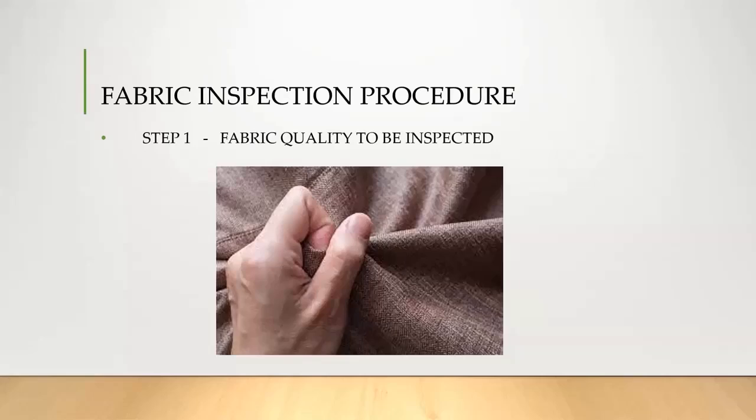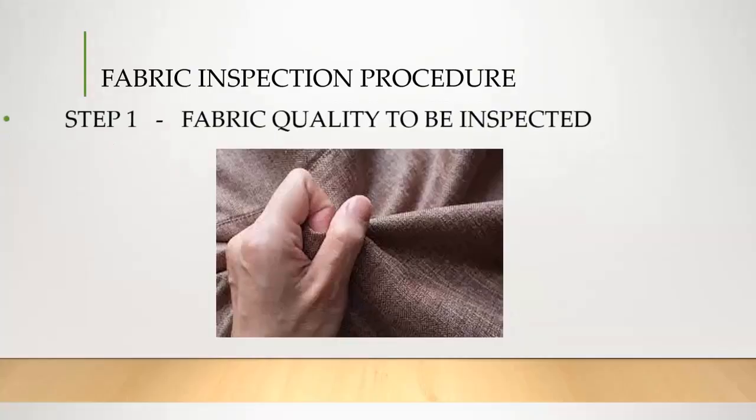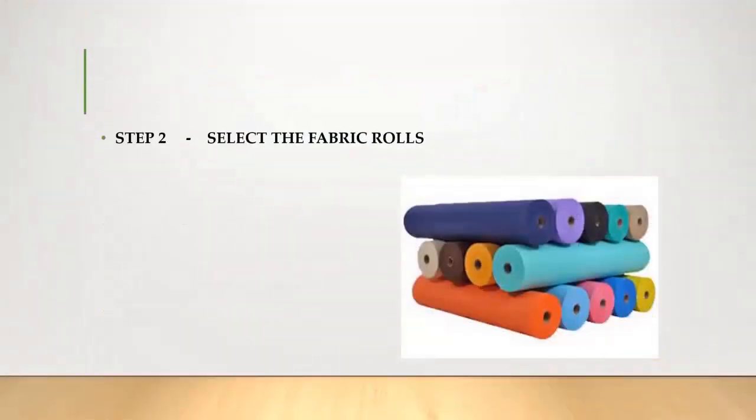So students, let us see now what are the different steps involved in the fabric inspection procedure. Step 1 is the fabric quality to be inspected. So you have to identify the particular fabric which has to be inspected. That's why this is the first step: fabric quality identification and inspection. Now we go into the next step. We know what quality is to be inspected now.